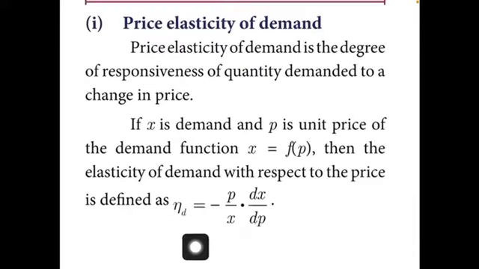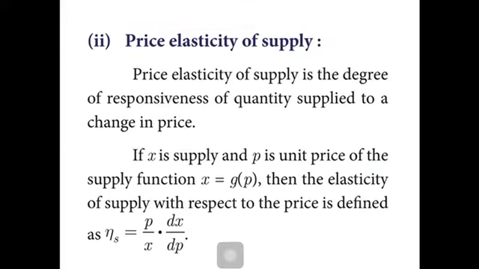Price elasticity of demand. So, elasticity of demand, that is eta d. This symbol is known as eta. Eta d is equal to minus P by X into dx by dp. Eta d means elasticity of demand. So, eta d is equal to minus P by X into dx by dp.